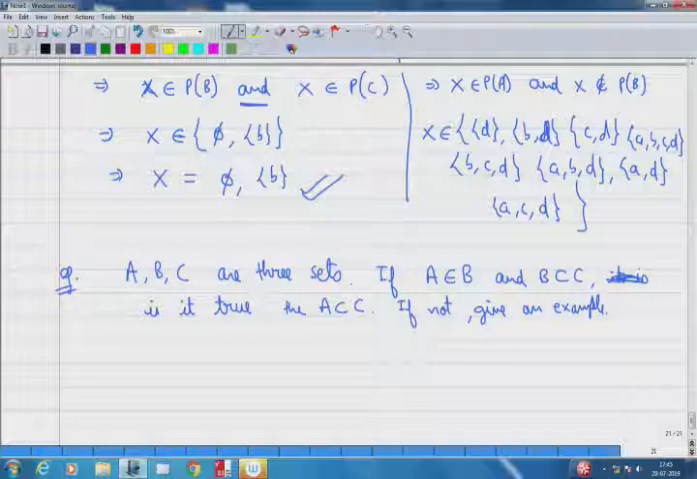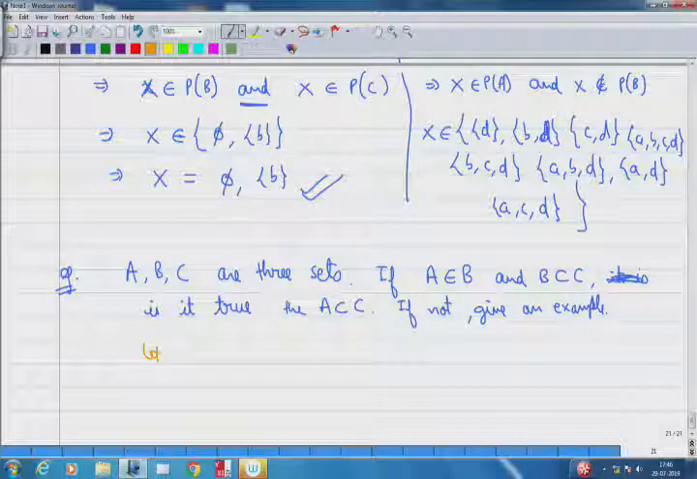A is an element of B, because A belongs to B means A is an element of B, and B is a subset of C. So we have to show whether A is a subset of C or not. And whenever it is written, if not, give an example, in 90% of the cases it is not. So let's solve this one by taking an example.